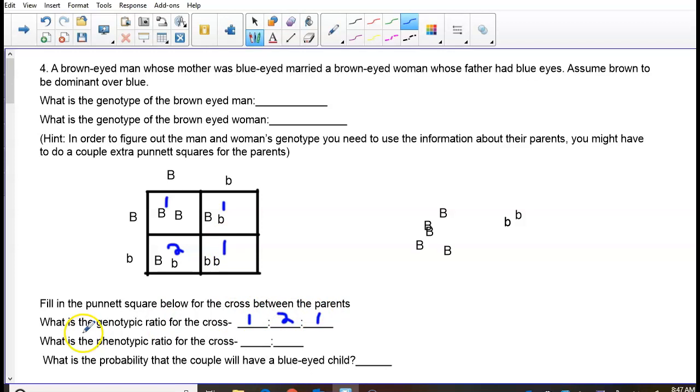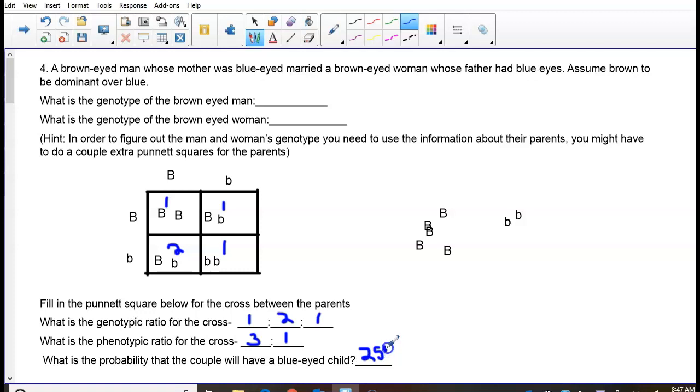Now for the phenotypic ratio, I want to know brown to blue. So I have 1, 2, 3. All 3 of these are going to be brown because remember, big B is dominant to little b. So it's going to be a 3. And how many are going to be little b little b, how many are going to be blue? It's going to be 1. So a 3 to 1 ratio. So what's the probability that the couple will have a blue-eyed child? 25% chance. So that's the correct answer.